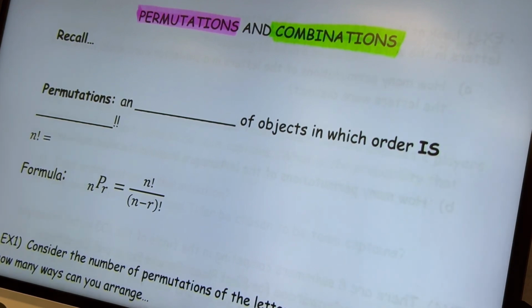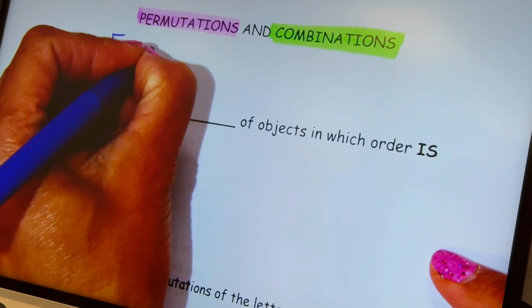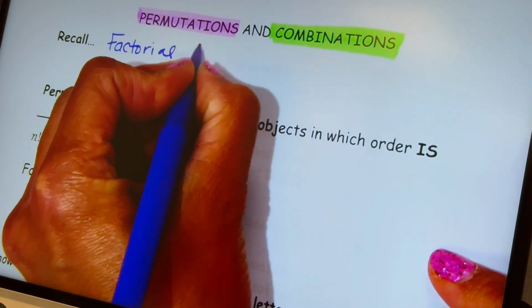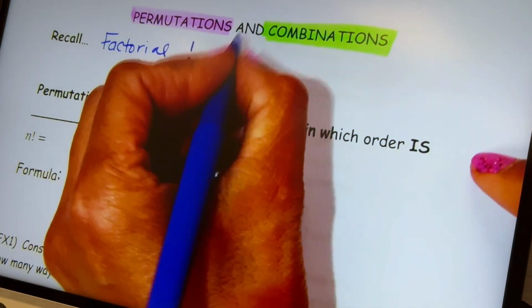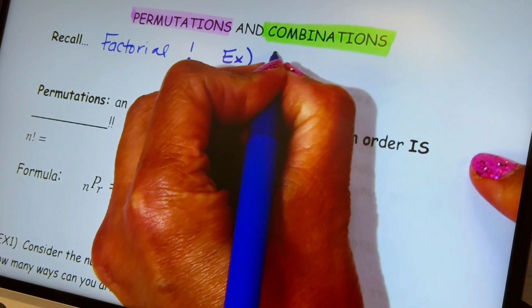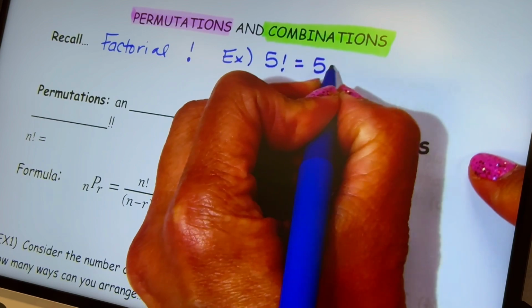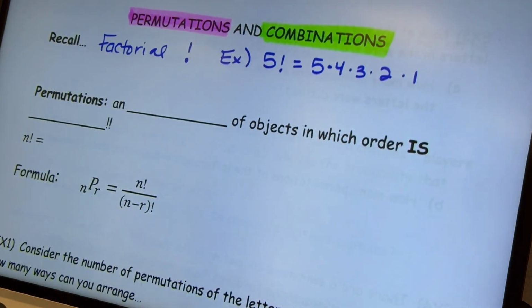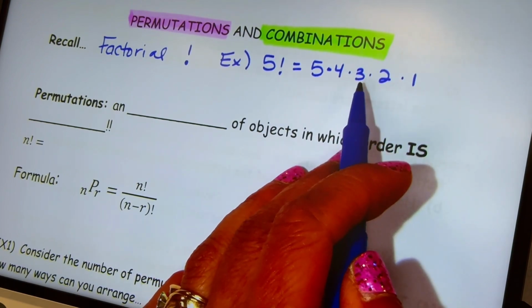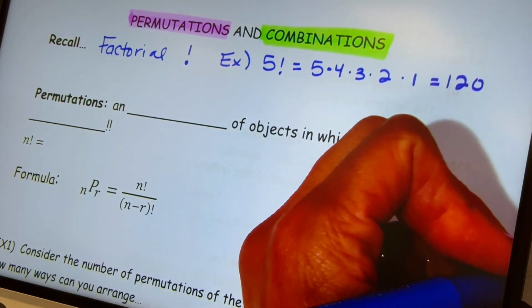So what we first have to do is we need to recall some things, such as the factorial. The factorial symbol is basically an exclamation mark, but in math we use it differently. So for example, if I wanted to figure out what 5 factorial was, factorial after a number just means that number times every single number before it all the way down to 1. 5 times 4 times 3 times 2 times 1. 5 times 4 is 20. 20 times 3 is 60. 60 times 2 is 120. And of course 120 times 1 is still 120.